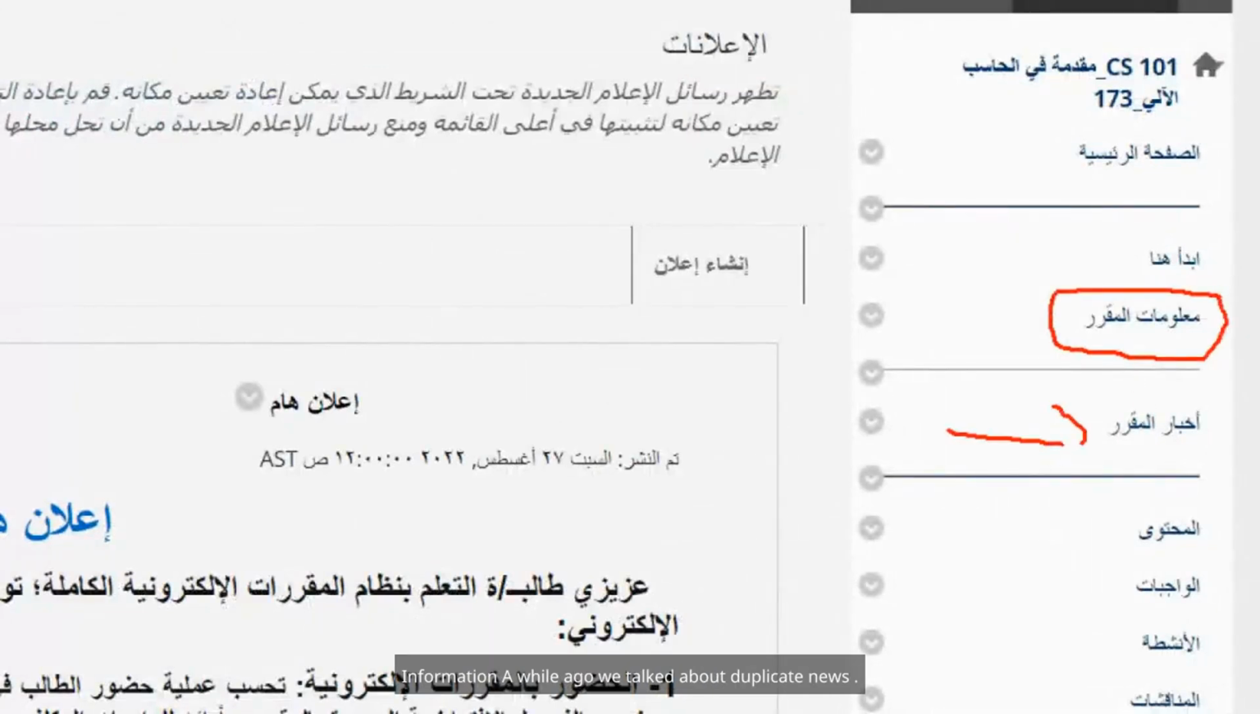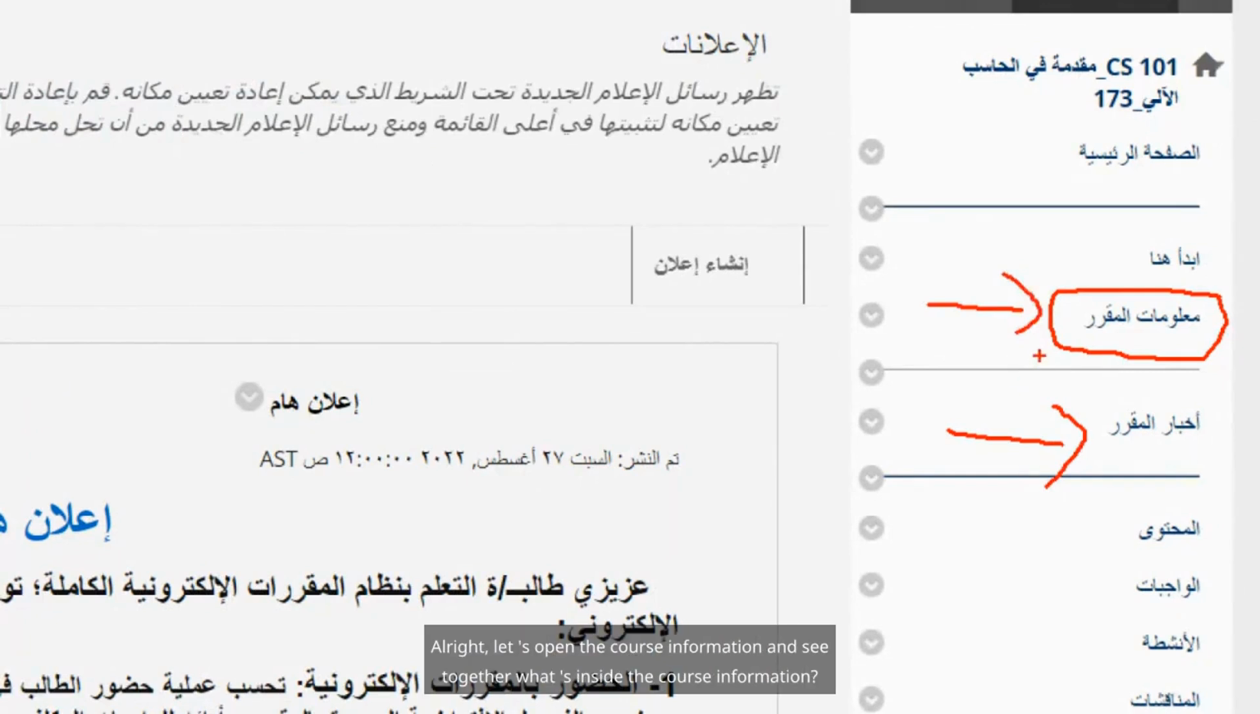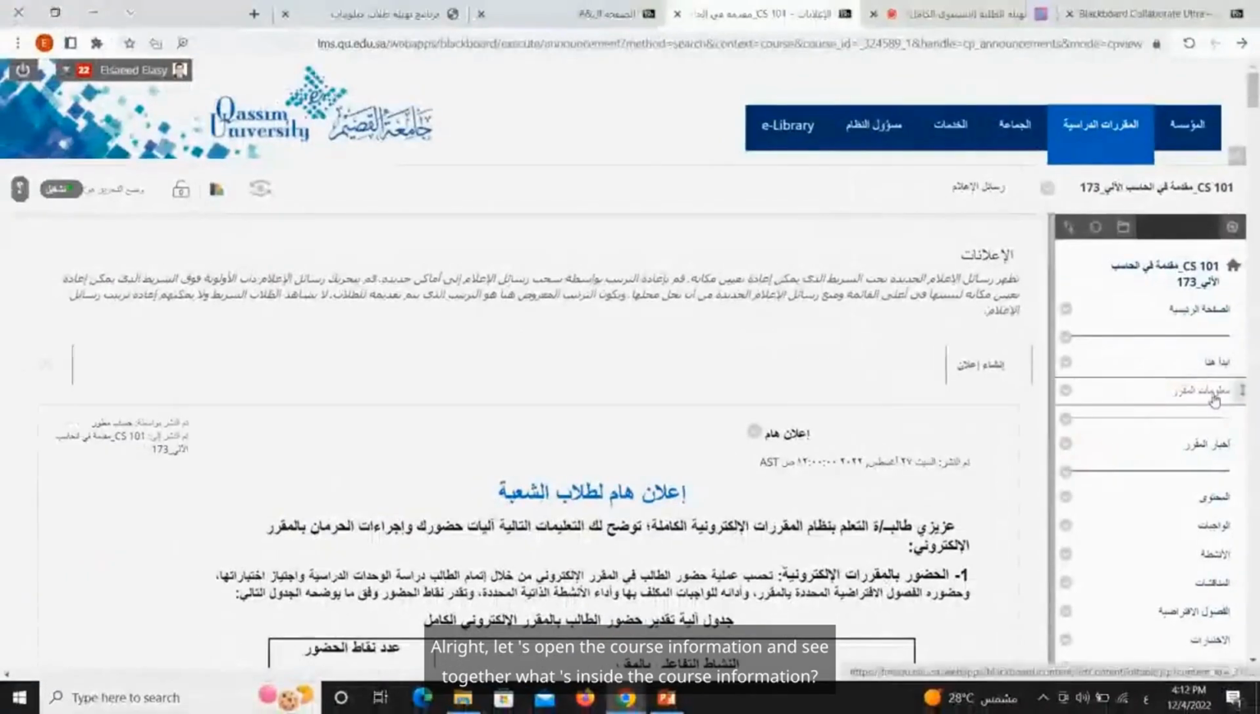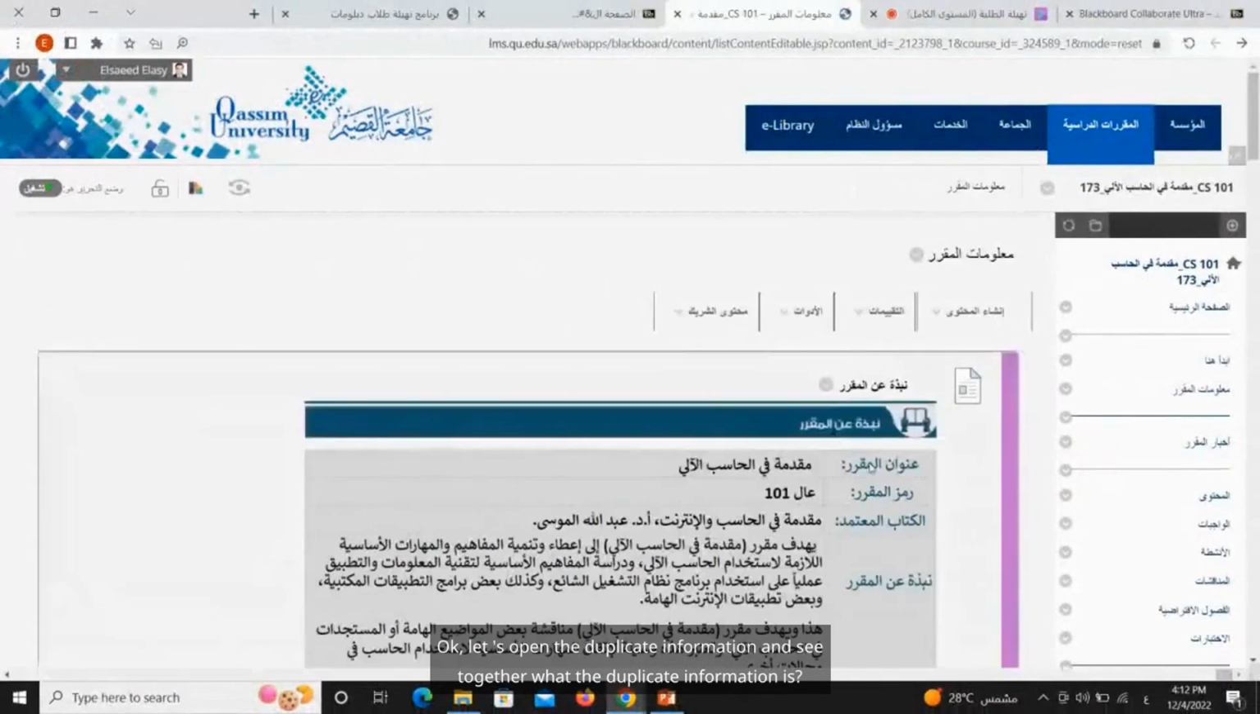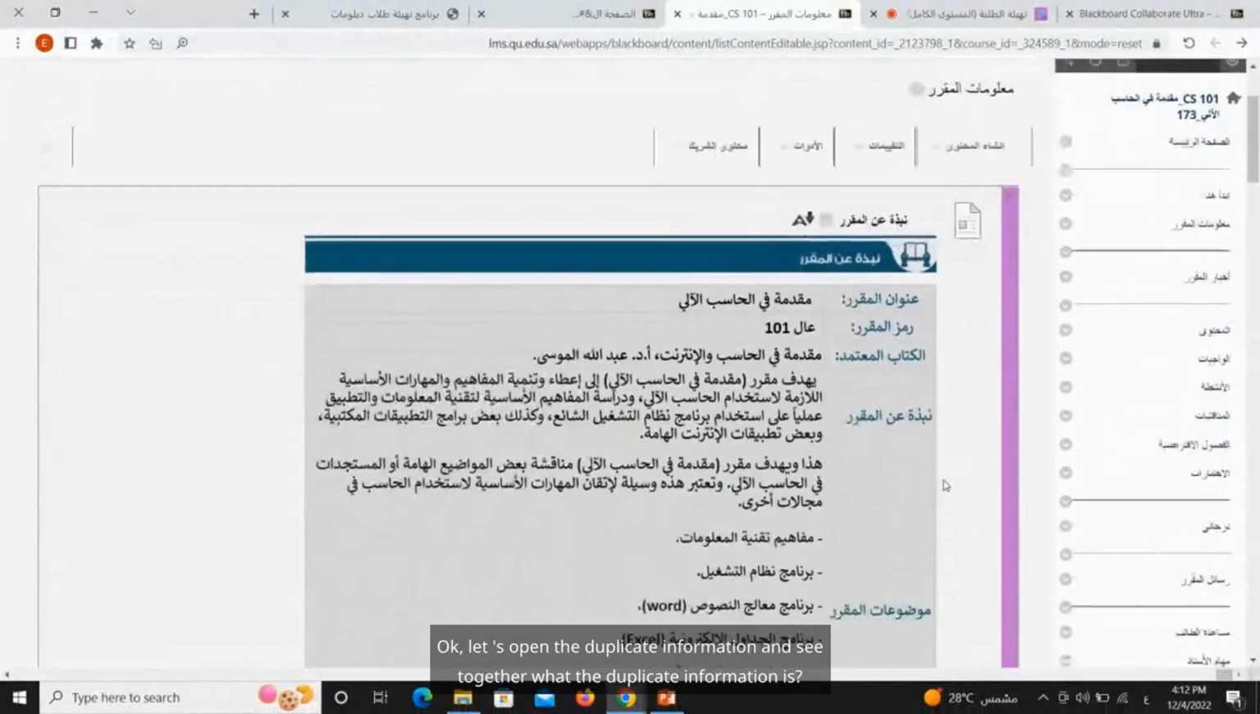A while ago, we talked about duplicate news. So now, what are we going to focus on? What should we pay attention to? Course information. It's very important, course information. All right, let's open the course information and see together what's inside the course information. It's very simple. Very important information.